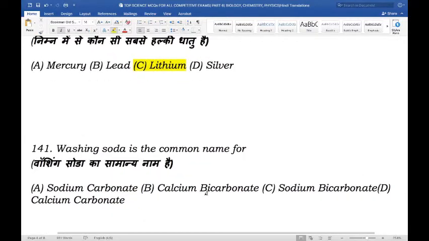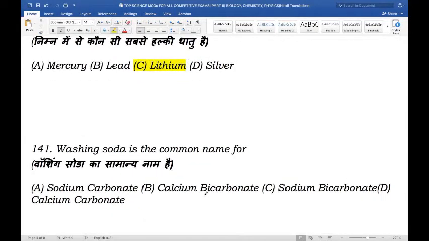Question number 141. Washing soda is a common name for: is it A, sodium carbonate, B, calcium bicarbonate, C, sodium bicarbonate, or D, calcium carbonate? So here the answer is A, sodium carbonate. Washing soda is commonly known as sodium carbonate. Sodium carbonate softens water, helping other cleaning ingredients lift soil from fabric and suspend soil in wash water.